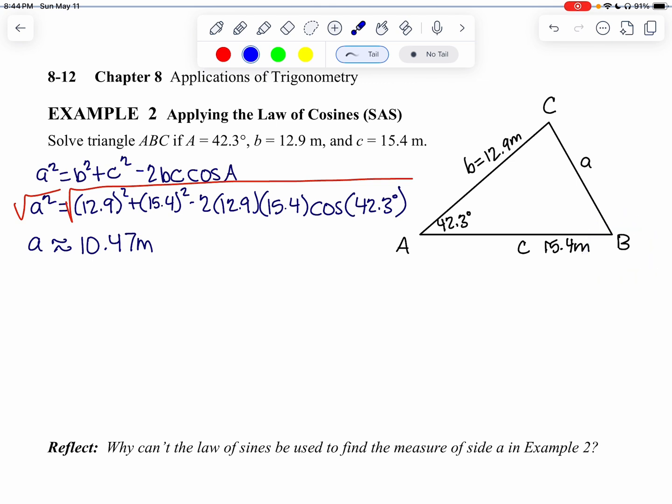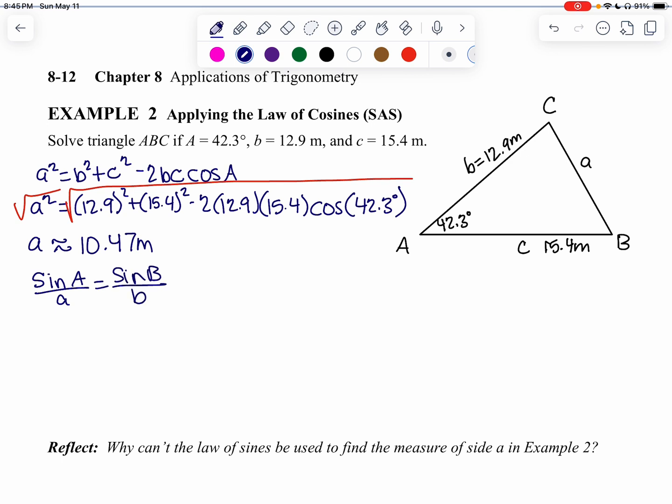We can then use the law of sines to find the measure of another angle now that we have all three sides. So if we wanted to find angle B, we know that the sine of A over a equals sine of B over b.